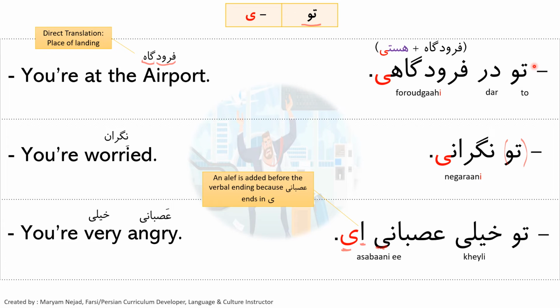All right, so now I'm going to read through these sentences one more time. تو در فرودگاهی. نگرانی. تو خیلی عصبانی.